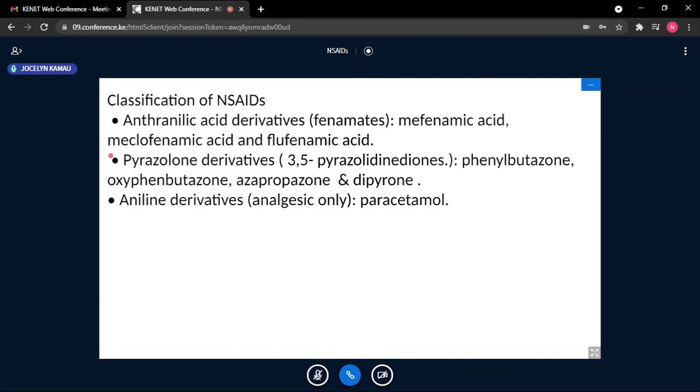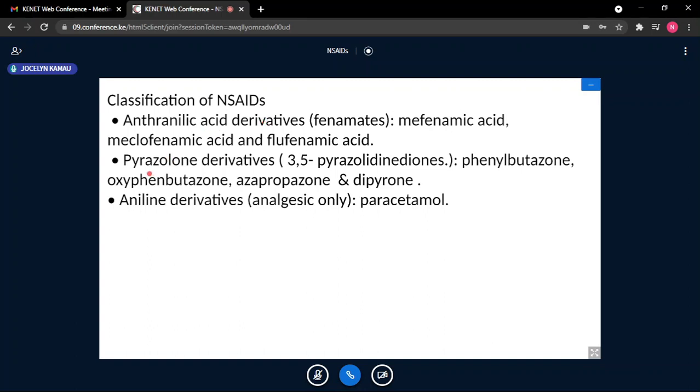Then we have, of course, the fenamates or anthranilic acid derivatives that I've shown you. I've told you why: they have that phenyl ring, carboxylic acid, and amino group, or they're also known as fenamates. You have mefenamic acid, meclofenamic acid, and flufenamic acid. All these 3 drugs only differ in the second ring, the substituents in the second phenyl ring.